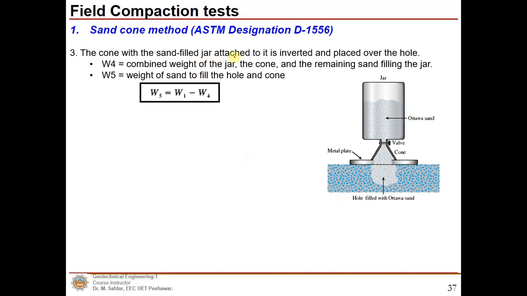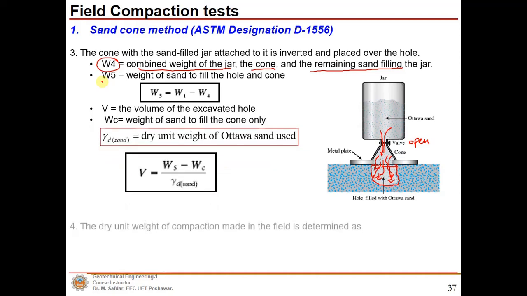Now the cone with the sand filled jar attached to it is inverted and placed over the hole. We dig this hole and then we will invert the sand filled jar, and the Ottawa sand, we will open the valve. The Ottawa sand will fill this hole. Now the combined weight of the jar, the cone, and the remaining sand filling the jar will be known as the W4, and the weight of sand to fill the hole and the cone is W5. Weight of the cone is usually given because the volume of the cone and the sand is uniform Ottawa sand.